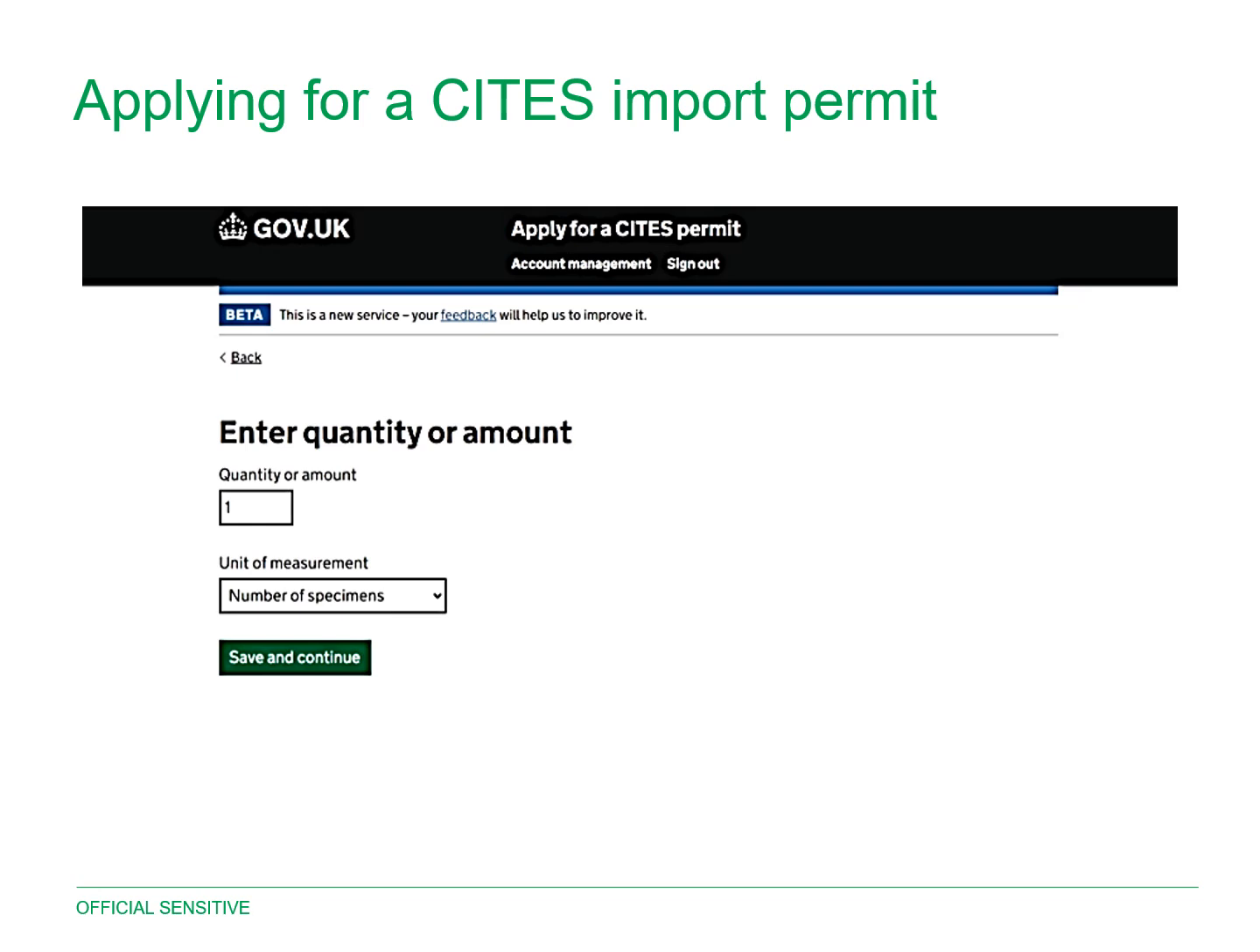For example, one piano with 52 ivory keys, the quantity would be 52 for the keys, not 1 for the piano. And one dressing table set of 4 pieces with ivory handles would be 4 for the separate items, not 1 for the set. We have entered 1 here, as we are importing 1 watch strap. The unit of measurement is number of specimens. Once you have entered the details, click Save and Continue.